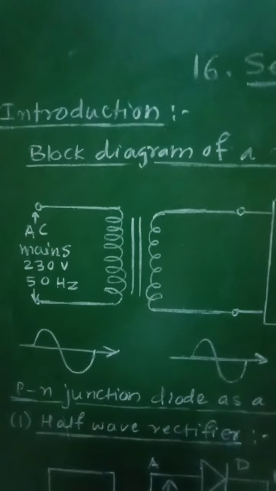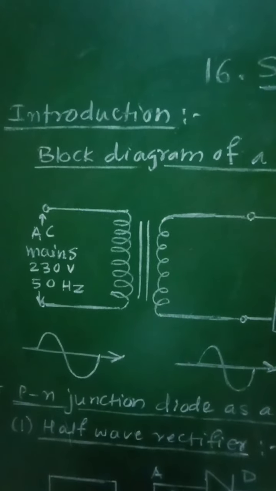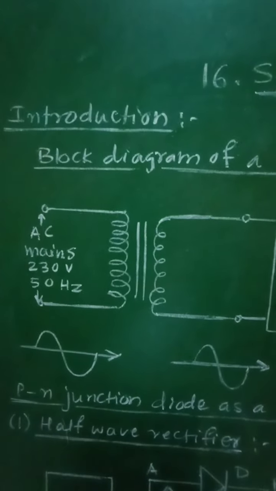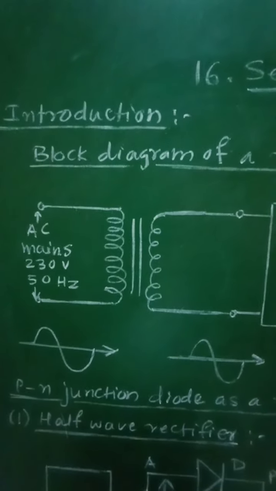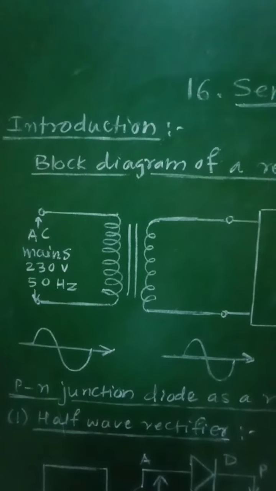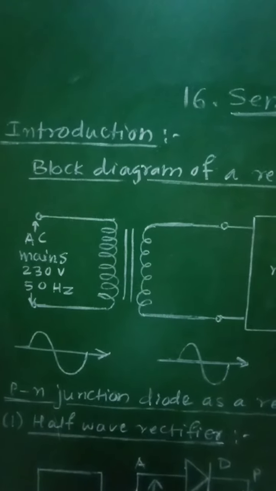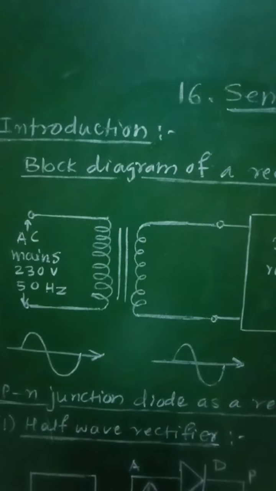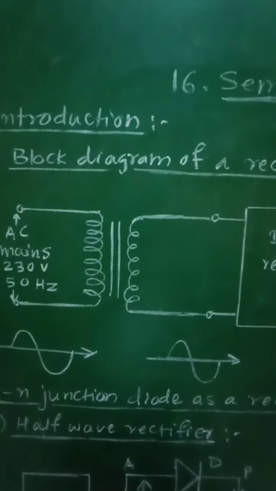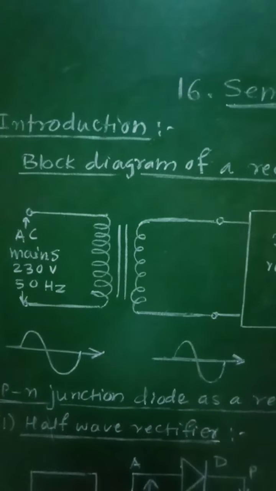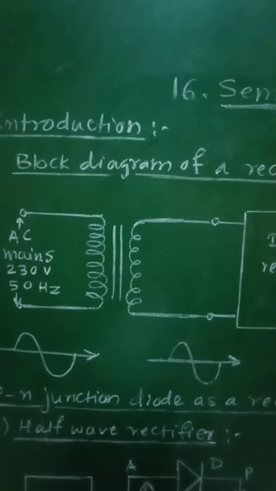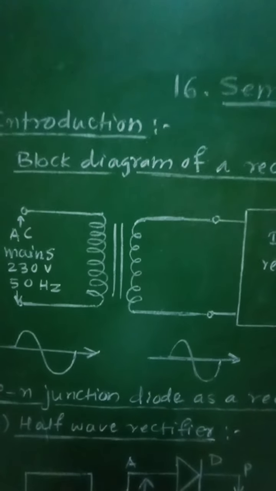That means when the diode is forward biased, it will allow the current to flow through the diode circuit, but when it is reverse biased, it will block the current flowing through the diode circuit. Due to this switching action of the diode, it is used as a rectifier.